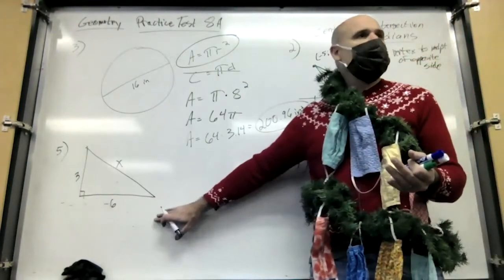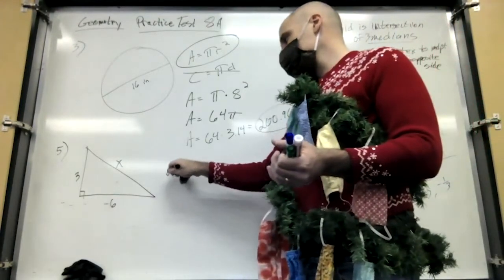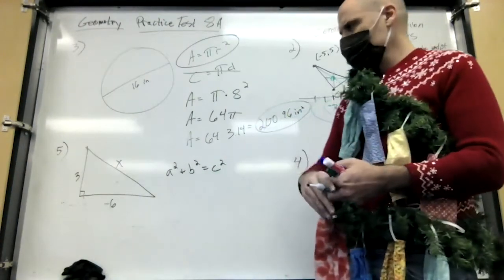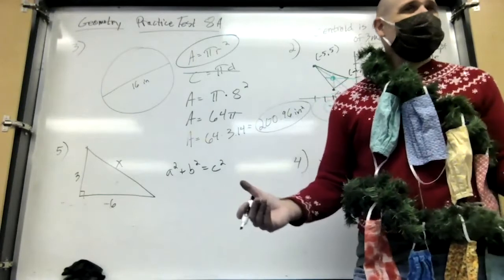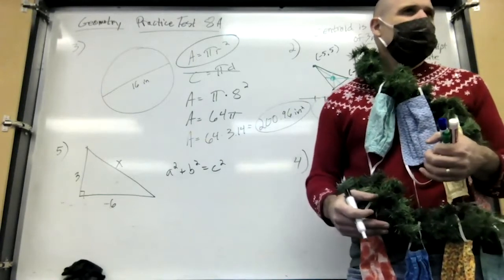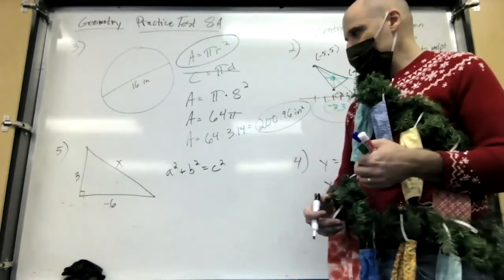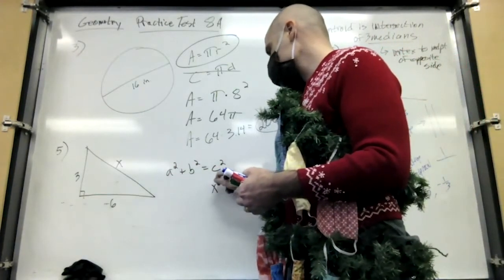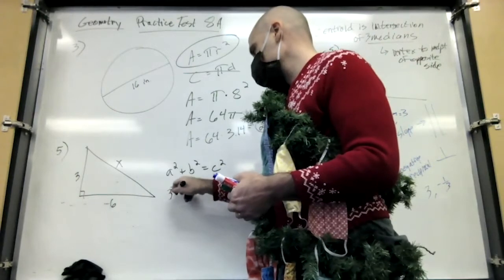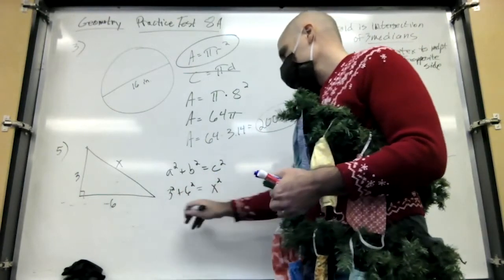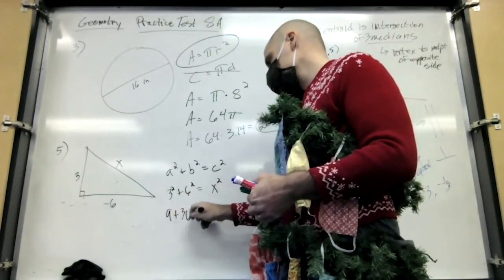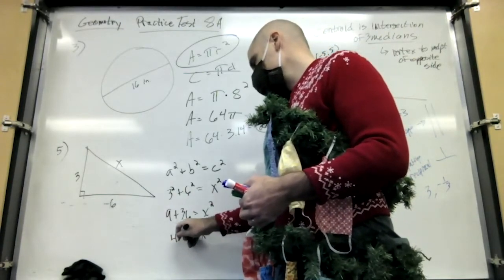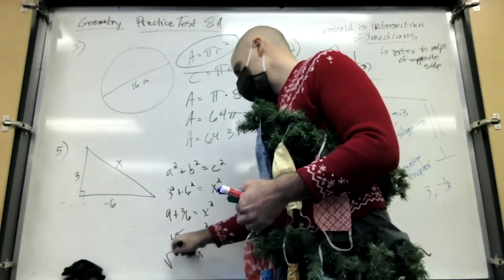So what's A, what's B, and what's C? First step, always do this, guys. Always write it out. The only one you really need to match up is the C. Which one's C? 3, 6, or x? X, that's the hypotenuse. So x squared equals 3 squared plus 6 squared. Okay, so 9 plus 36 equals x squared. X squared equals 45. X equals the square root of 45.